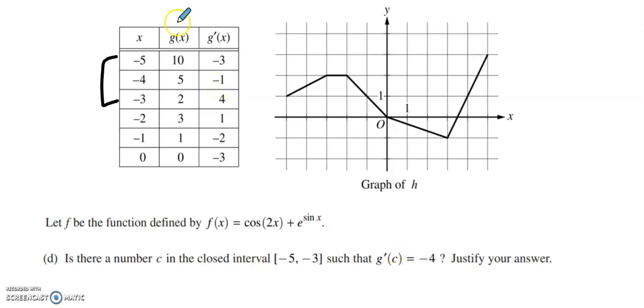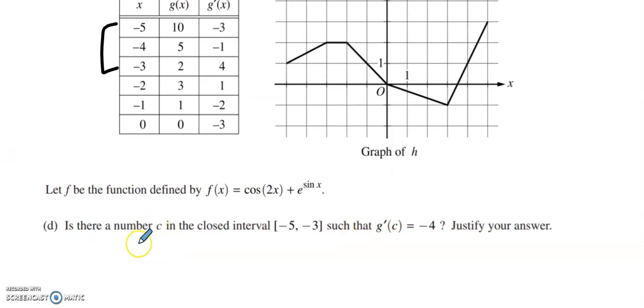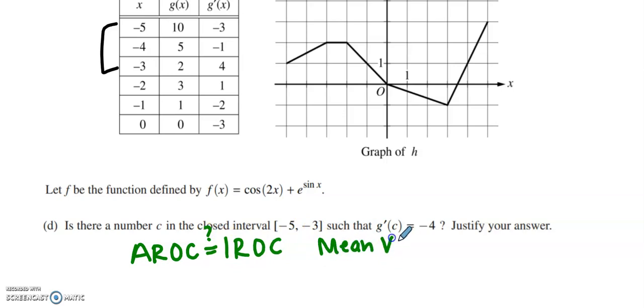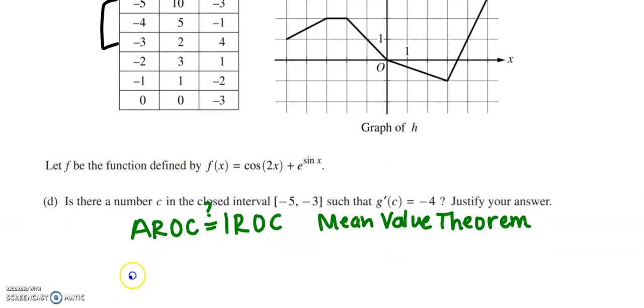So the next thing we could do is figure out the average rate of change and see if it's equal to the instantaneous rate of change. So is A rock equal to I rock? That'll be guaranteed by the mean value theorem because we were told that G was differentiable. So we know we can take the derivative everywhere and we're on a closed interval, right, where we're continuous. So the average rate of change over the interval is going to be, I'm going to use -5, 10 as my first point, and -3, 2 as my second point. So 10 minus 2 is equal to 8.